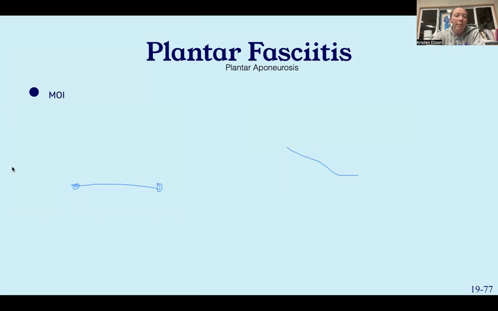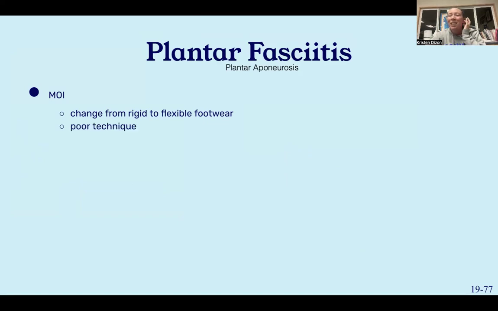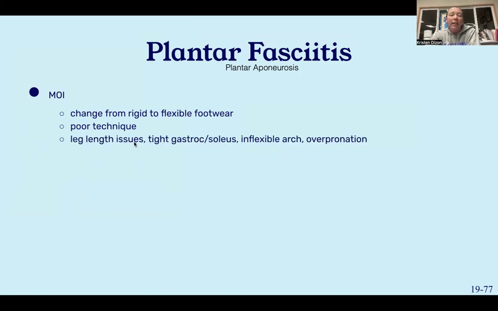All right, so what's my MOI? It's a change from rigid to flexible footwear. So you're allowing your arch to drop more, which causes more inflammation on that plantar fascia. You may have poor technique. So when you're running, you're having pronation, causing problems. I could also have a leg length problem. So one foot's having more pressure than the other.